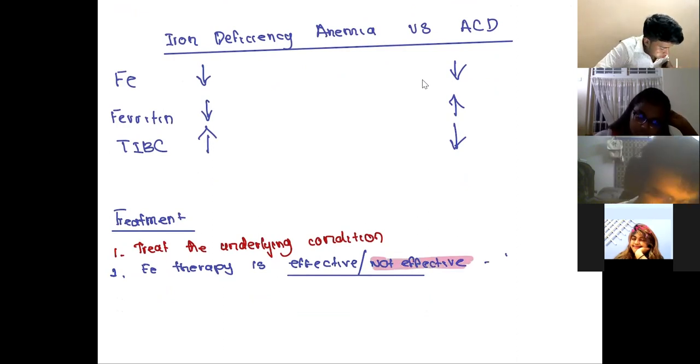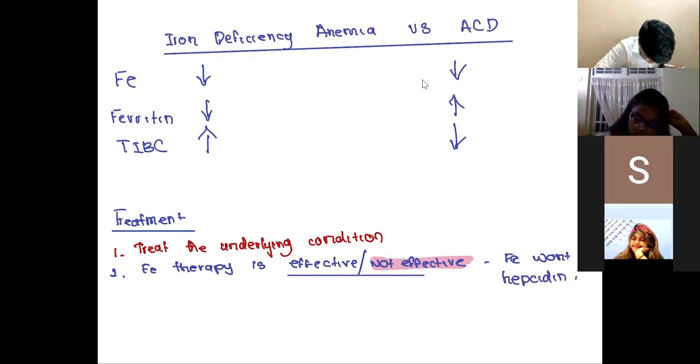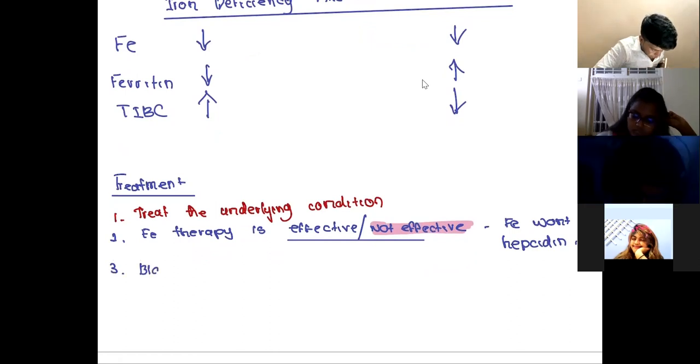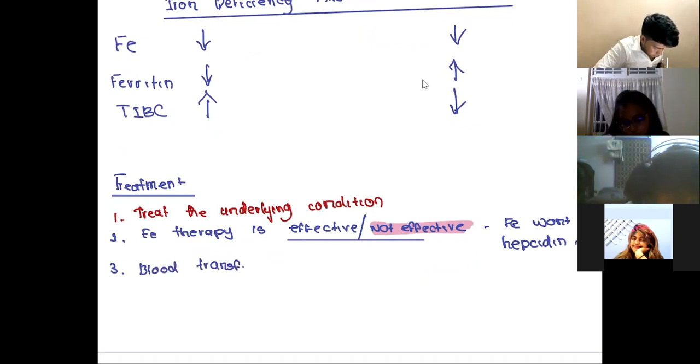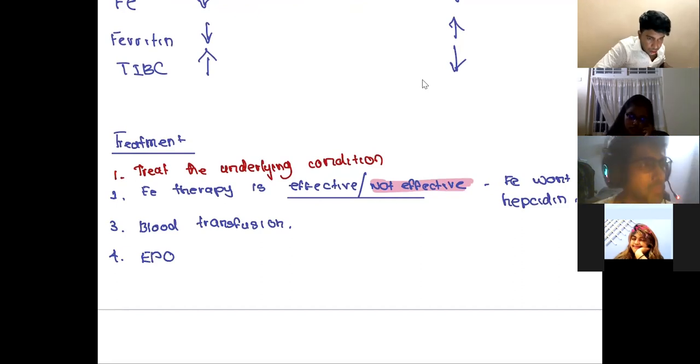It's not effective because iron won't be released into circulation by hepcidin. Next, in severe conditions, you can go for blood transfusion. And finally, you can go for EPO. Next topic, I will talk about what EPO is and what to look out for. But EPO injections can be given.